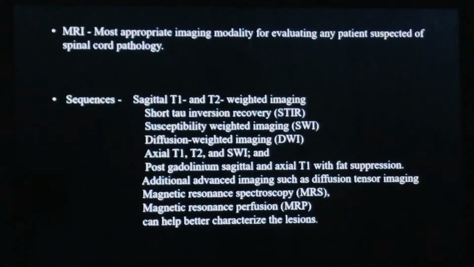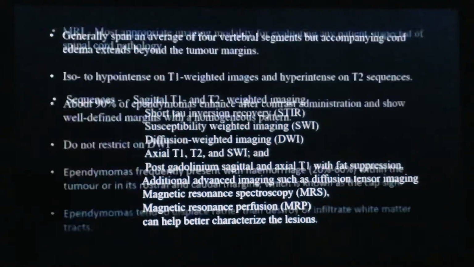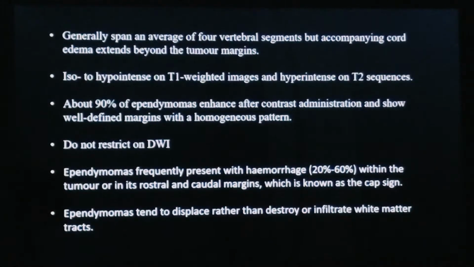MRI is the investigation of choice. So, what are the sequences which we should take? The basic sequences include sagittal T1 and T2 weighted imaging, STIR sequence, SWI sequence to look for any hemorrhage, diffusion weighted imaging, axial T1, T2 and SWI, then post-gadolinium or post-contrast sagittal and axial T1 with fat suppression. Additional sequences which we can take are diffusion tensor imaging, MR spectroscopy, MR perfusion, which can help better characterize the lesions. So, now we'll talk about ependymoma.